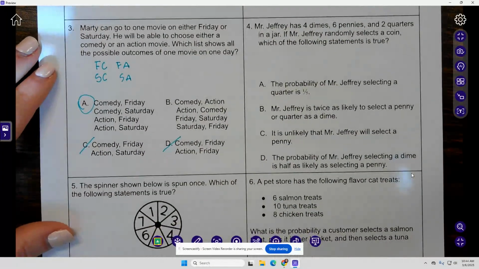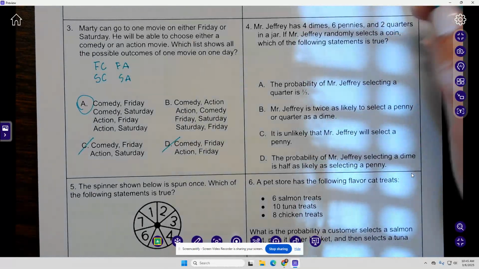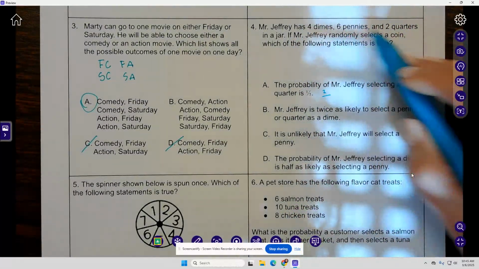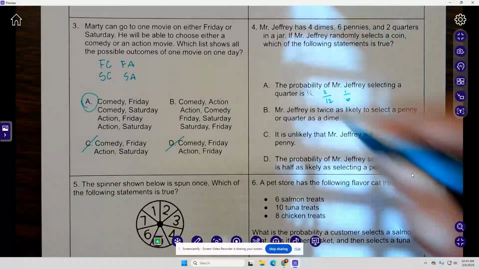All right, number 4. Mr. Jeffrey has 4 dimes, 6 pennies, and 2 quarters in a jar. If Mr. Jeffrey randomly selects a coin, which of the following statements is true? The probability of Mr. Jeffrey selecting a quarter is 1 out of 5. So if I look here, quarters, there's 2 out of 4, 10, 12. That can be simplified to 1/6, so that is not true.